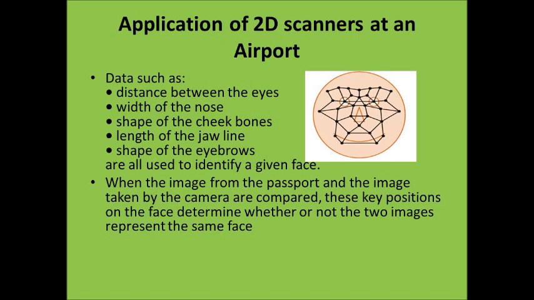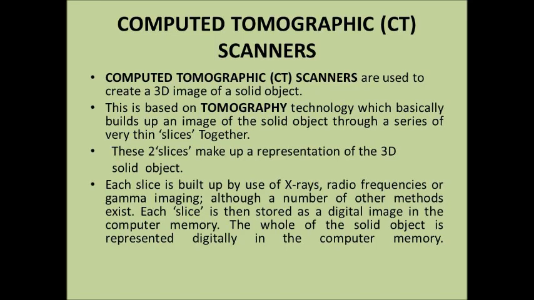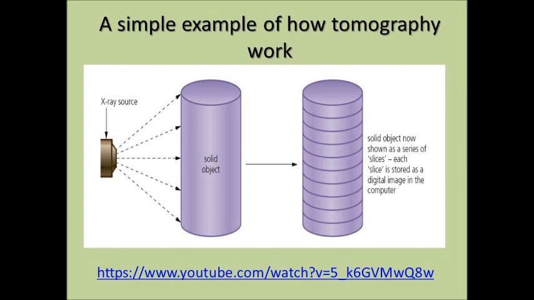3D scanning is the process of analyzing a real-world object or environment. Now we have the applications of 3D scanners. In 3D scanners, there is a concept of computed tomographic scanners. They are used to create a 3D image of a solid object. This is based on tomography technology, which basically builds up an image of a solid object through a series of very thin slices.